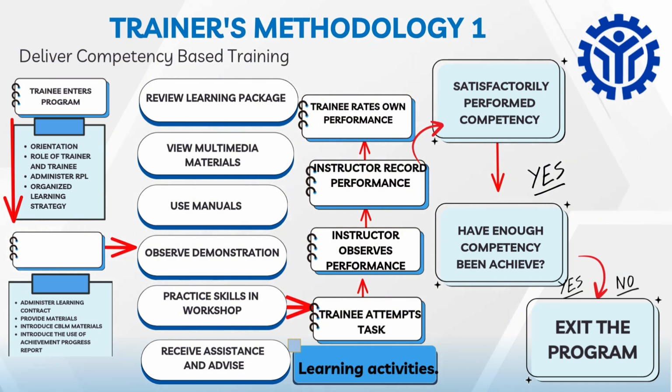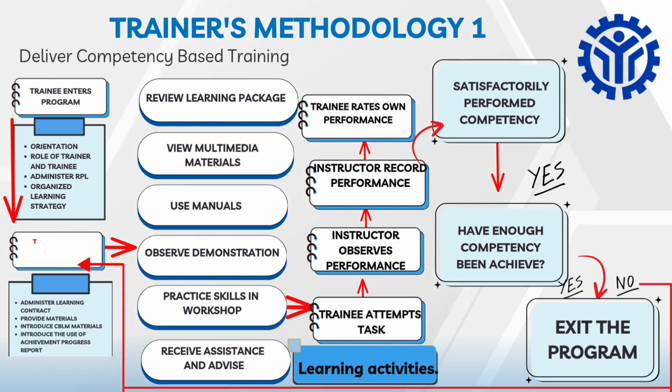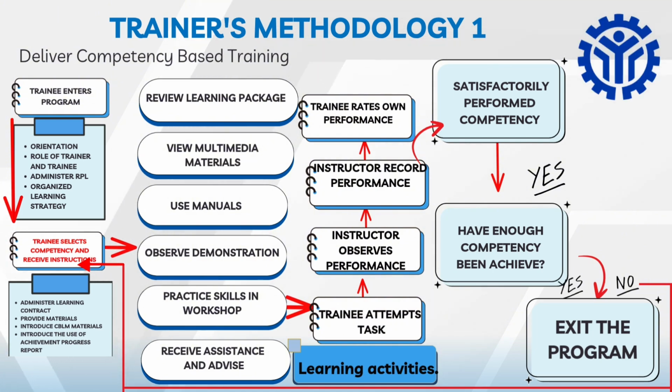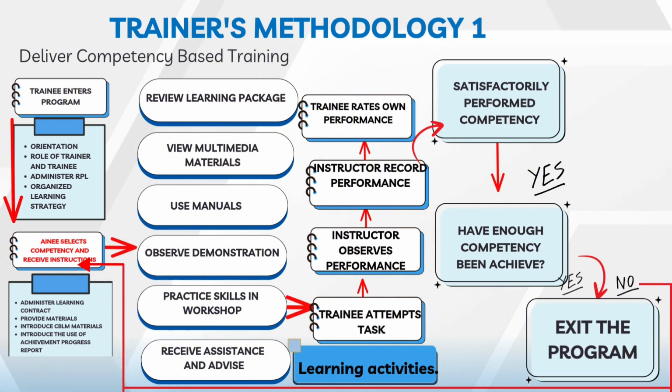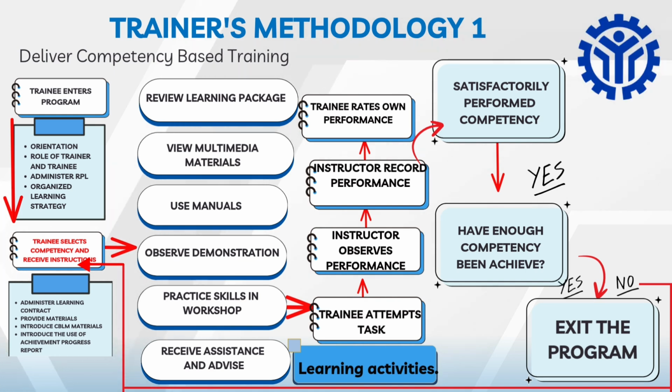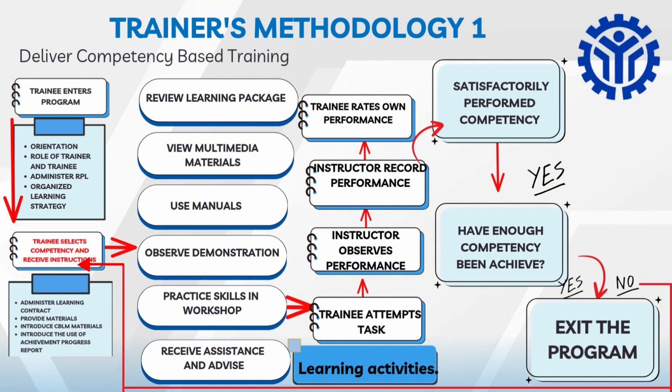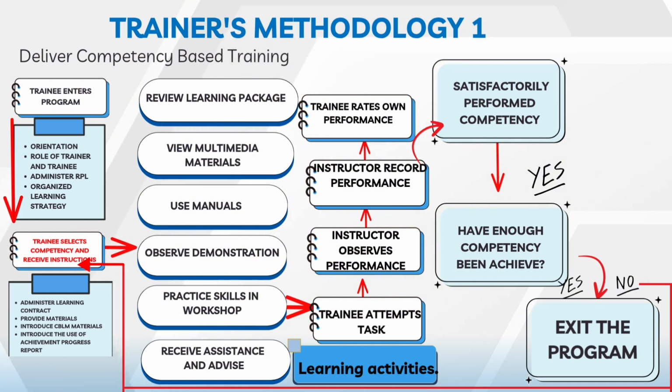If the trainee has not yet completed all required units of competency, they must select another unit of competency and repeat the CBT process from learning to assessment until they achieve full qualification. This cyclical process ensures that all trainees eventually reach full competency through continuous learning and practice.